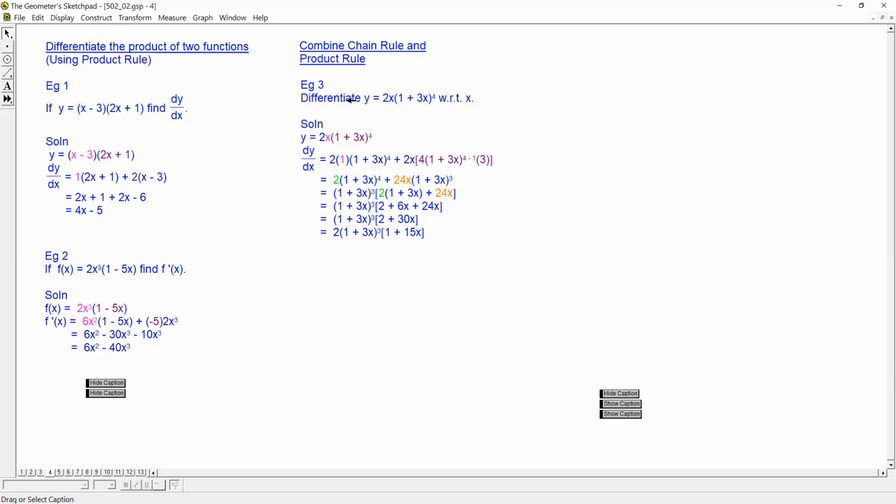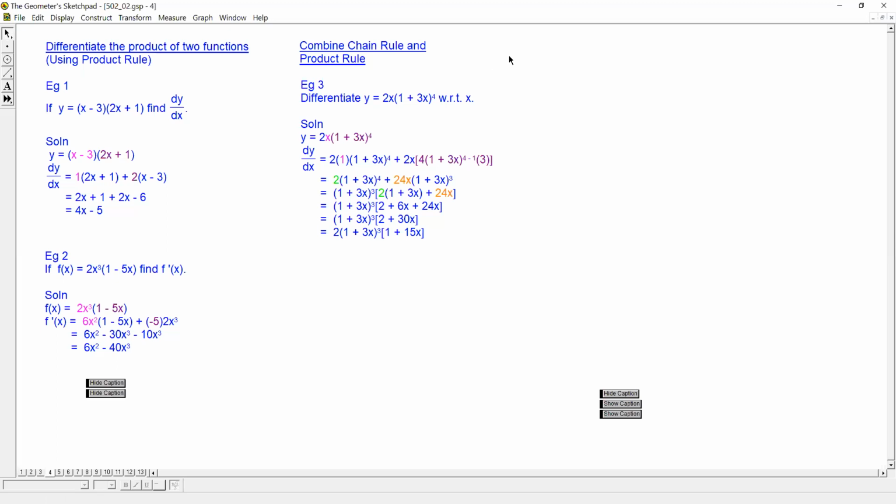Now this problem, example number three, is the product of two functions. The two functions are 2x and (1 plus 3x) raised to the power of 4. So we have two functions there. The first function, 2x, no problem. But the second function is a composite function, 1 plus 3x raised to the power of 4. So can you see that two things are coming in at the same time?